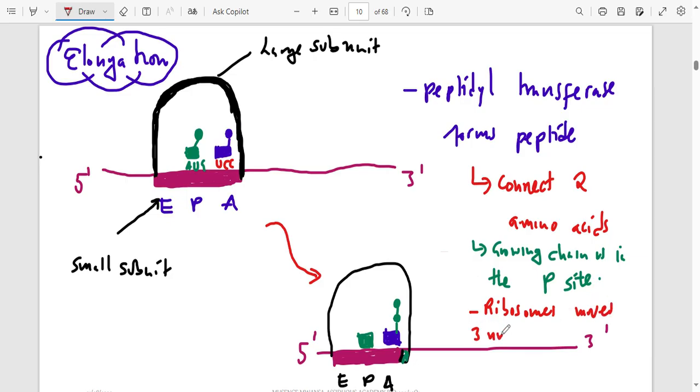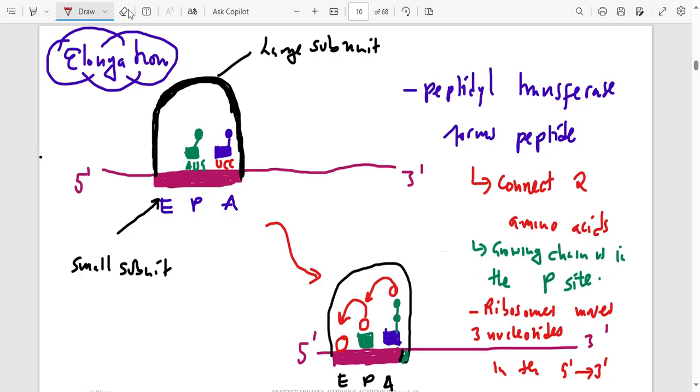Three nucleotides. In which direction? In the 5' to 3' direction. Look at what is going to happen. Remember I said that there are three nucleotides here, there are three nucleotides here, there are three nucleotides here. So if we move three nucleotides, it means that what was in the P site will go into the E site. What was in the A site will go into the P site.